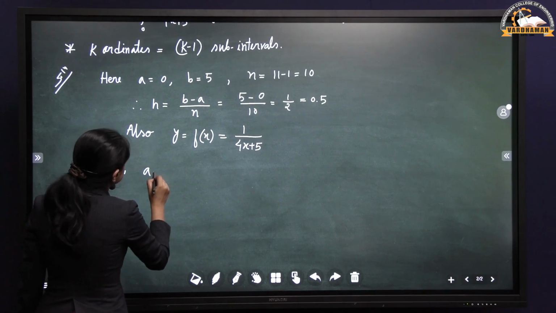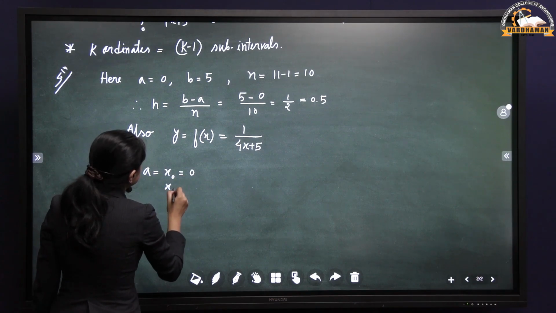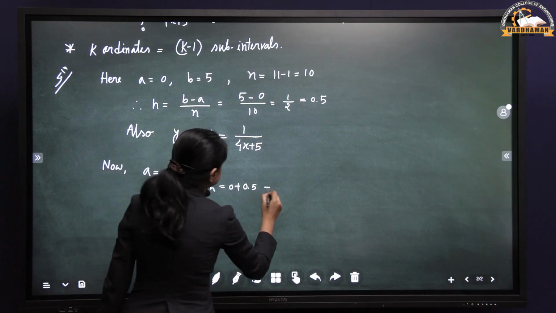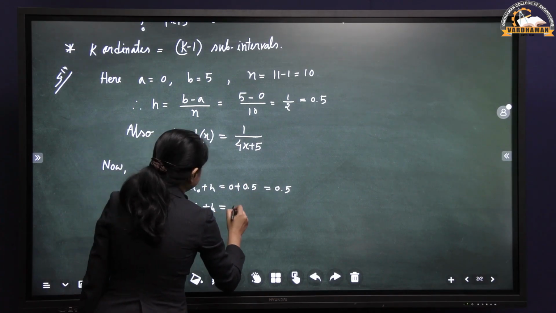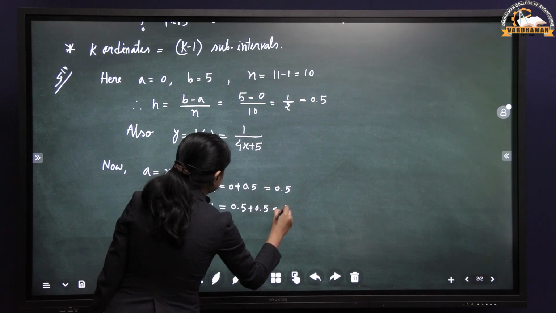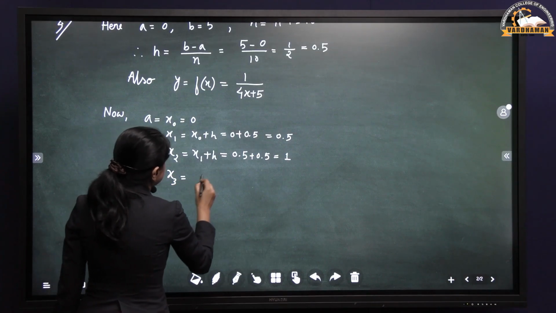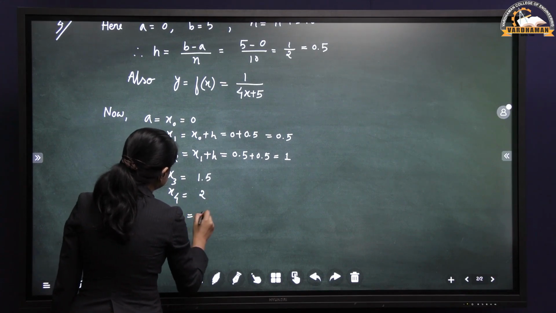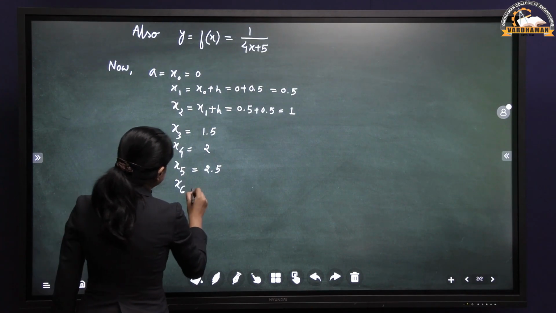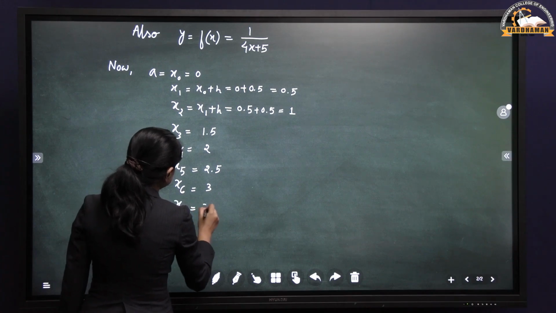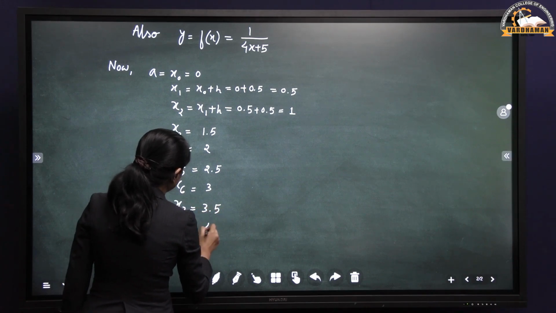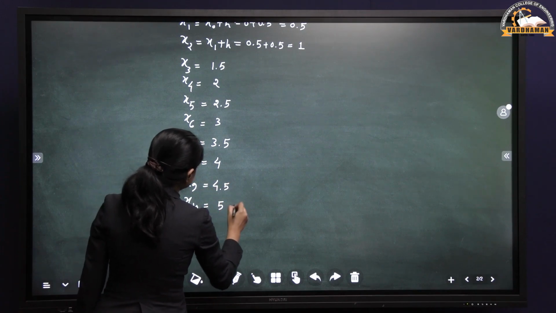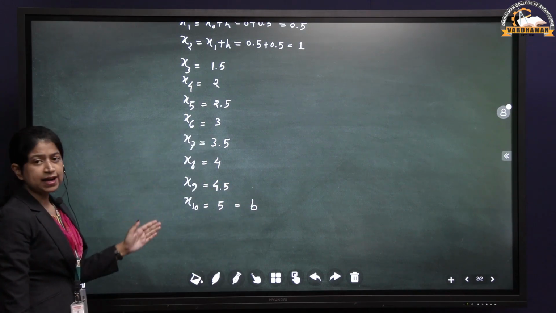a equal to 0 means a equal to x naught, which is 0. x1 is x naught plus h, so 0 plus 0.5, that is 0.5. x2 is x1 plus h, which is 0.5 plus 0.5, 1. Likewise we will get x3, that will be 1.5, x4 that will be 2, x5 that will be 2.5, x6 that will be 3, x7 3.5, x8 4, x9 4.5 and x10 5, which is b. Like this we need to find the x values.